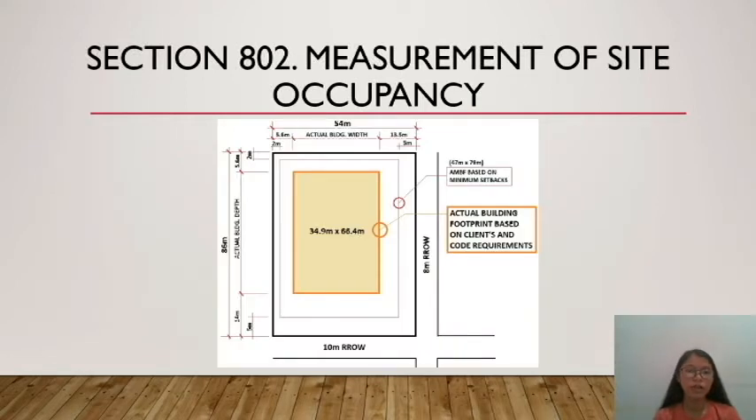So in Section 802, this illustration shows the measurement of site occupancy. We have here the color orange, the actual building footprint based on clients and code requirements. And here the outside line is the AMBF, or based on minimum setbacks.